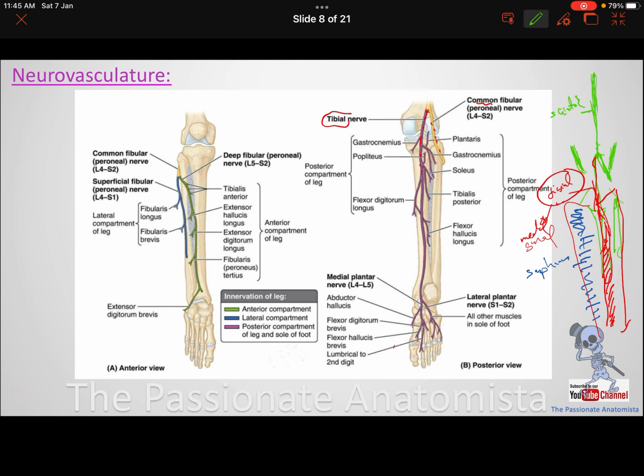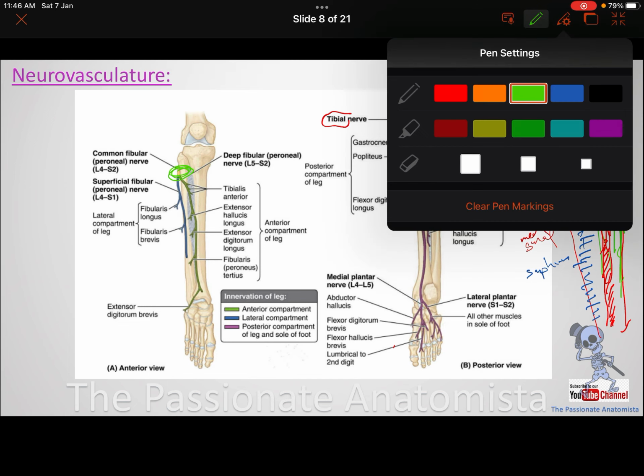The other branch is the common fibular nerve, which is going toward, if you see the yellow color here, the fibula, and as it reaches the neck of fibula, as you can see, it's going to split into the deep fibular to take care of the anterior aspect of the leg, and the superficial fibular to take care of the lateral aspect of the leg. So the common fibular will split itself around the neck of fibula. Don't forget this information: around the neck of fibula, it's going to give you a lateral branch and a branch that goes deep down there.